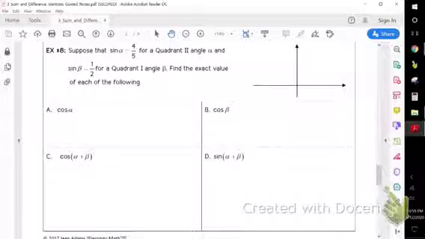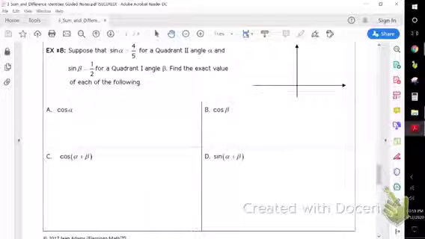So example 8. Suppose the sine of alpha is equal to 4/5 for a quadrant 2 angle alpha, and sine of beta is equal to 1/2 for a quadrant 1 angle beta. Find the exact value of each of the following. Now they're telling us that sine of alpha is this and sine of beta is that, but we don't know what the angles actually are to be able to find what sine and cosine of the other one is. So they give us a place here where we can make a sketch, so let's try this.